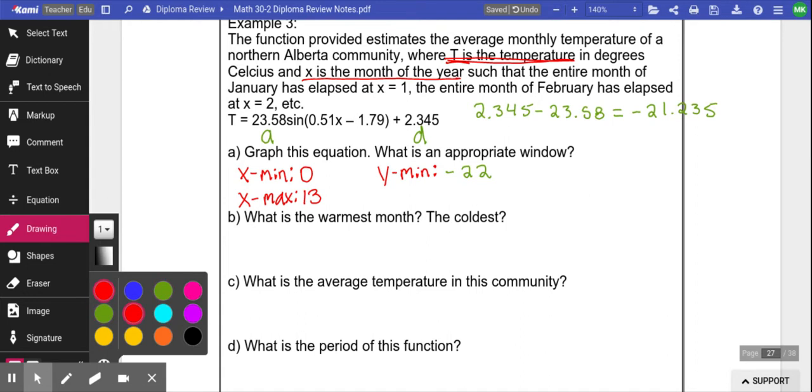You can use the same trick to get your Y maximum, except instead of doing your average minus your amplitude, you're going to do your D value plus your amplitude. So you're going to do 2.345 plus 23.58.